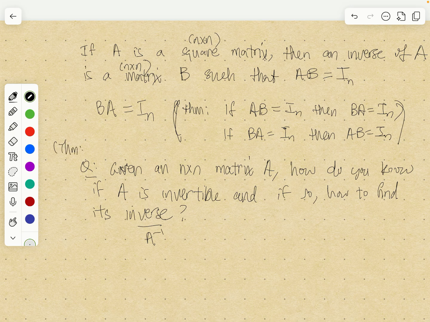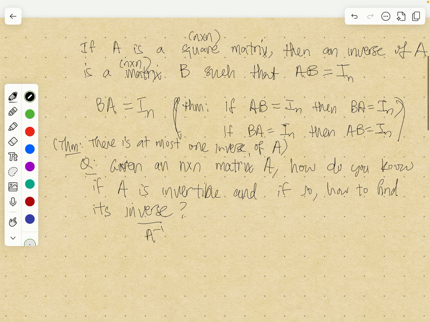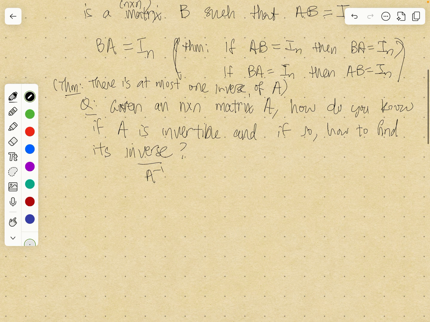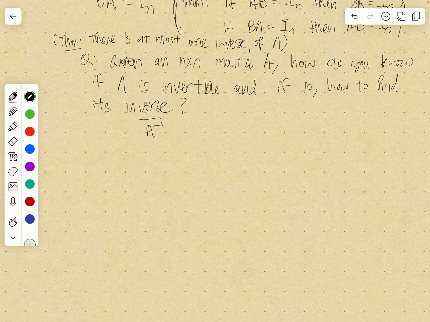Maybe I should write that down. There's another theorem that says there is at most one inverse of a matrix A. Let's just take these for granted because this video is about how to find the inverse, not the general theory behind this kind of thing. Hopefully I'll have time to make another video about how you know these theorems are true, but let's just take this for granted. So if A is invertible, the question is, how do you know if A is invertible, and how do you find its inverse if it is invertible?